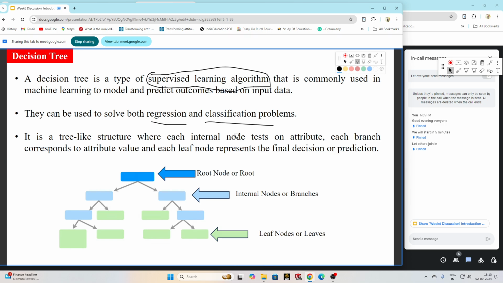Okay, so is this slide clear? Any doubt regarding this slide?